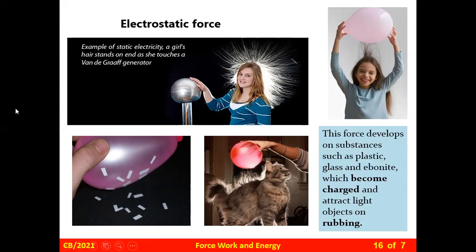Now you can see in this example, in the first picture, this girl's hair is actually forming a semicircle due to electrostatic force when she touches Van de Graaff's generator. Now that could be an interesting homework for you. Why don't you find out what is Van de Graaff generator and how exactly she got her hair to be up in the air like that? Of course it is electrostatic force, but there's more to it, isn't it?